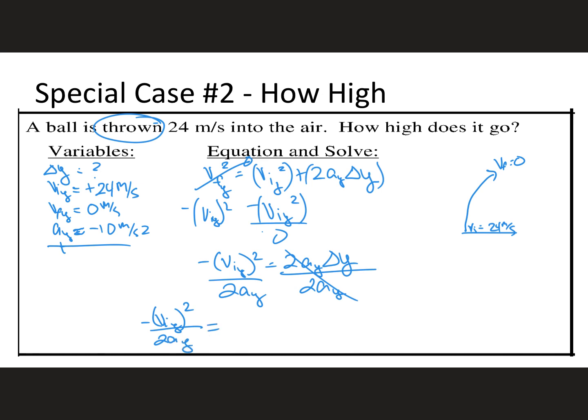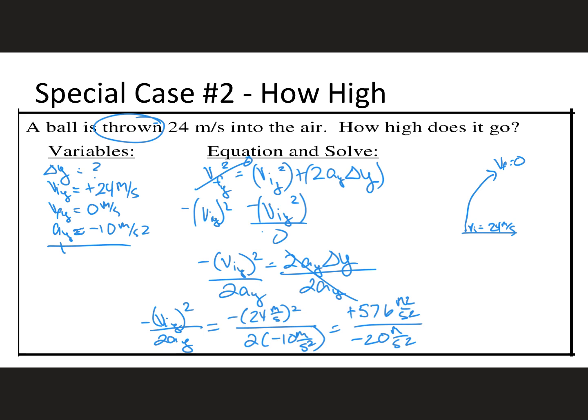And that will become minus 24 meters per second squared divided by 2 times negative 10 meters per second squared. Let's go plug that in. We're left with negative 576 meters squared per second squared divided by negative 20 meters per second squared.